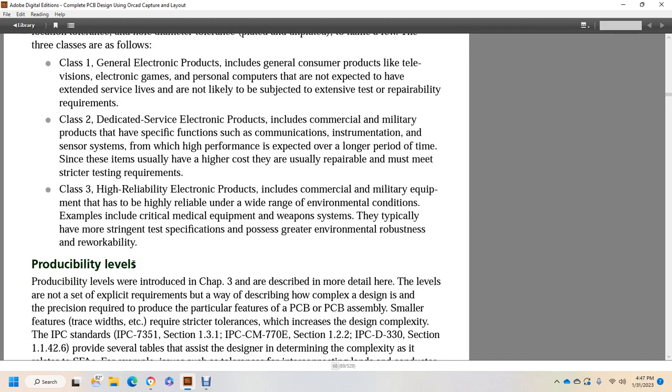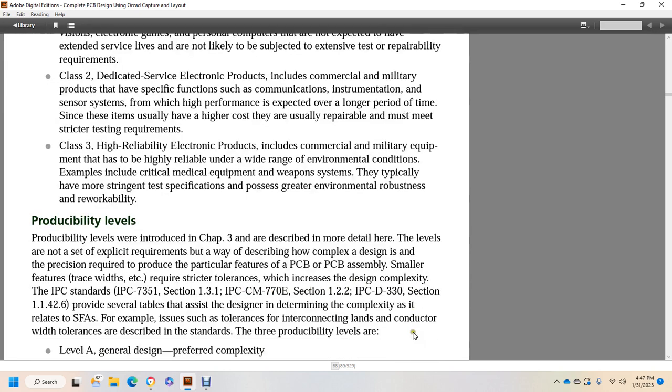Producibility levels were introduced in Chapter 3. They describe more detailed levels, not as explicit requirements, but as a way of describing how the complex design and the precision required to produce particular forms of PCB assemblies. Smaller features such as trace widths require stricter tolerances, which increases design complexity. IPC standards IPC 7351 Section 1.3.1, IPC CM 770E Section 1.2.2, and IPC 2221 Section 1.4.2.6 provide several tables to assist the designer in relating complexity to the standard fabrication assessment.